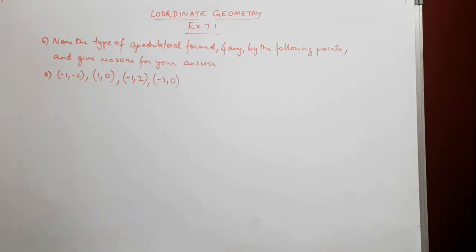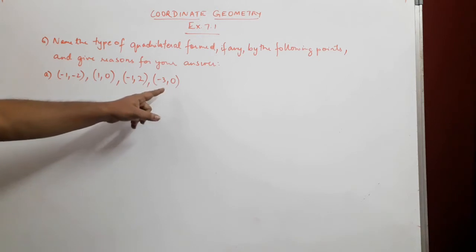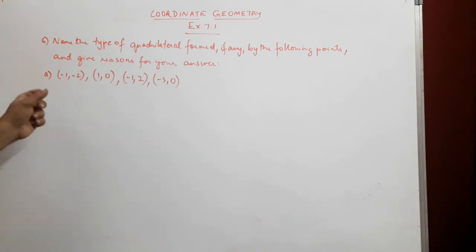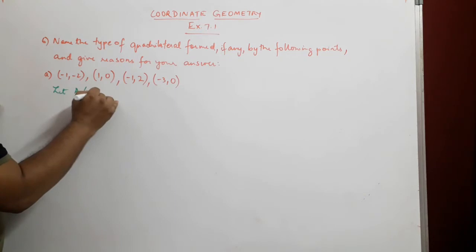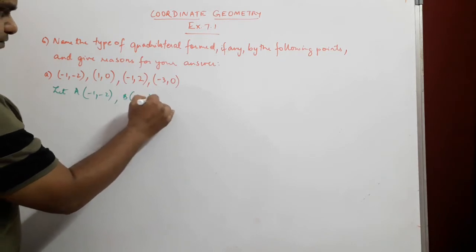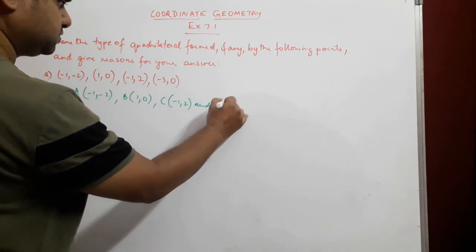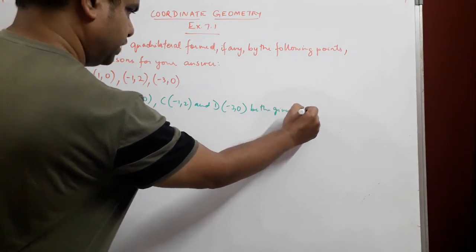The first problem gives us 4 points: (-1, -2), (1, 0), (-1, 2) and (-3, 0). Let us give them some letters so that we can show their combination, the pairs. So we'll say let A (-1, -2), B (1, 0), C (-1, 2) and D (-3, 0) be the given points.